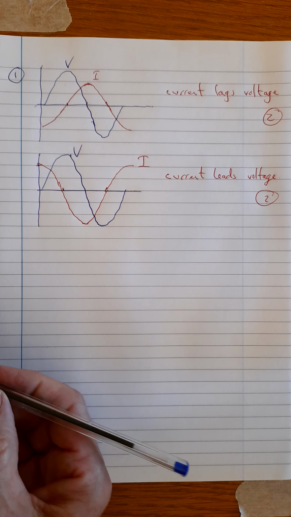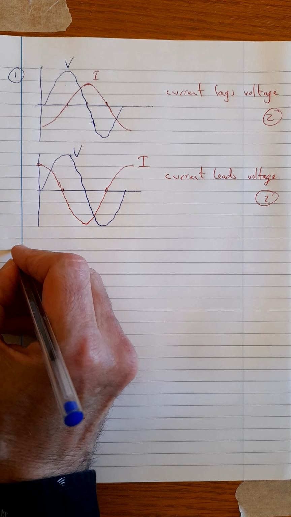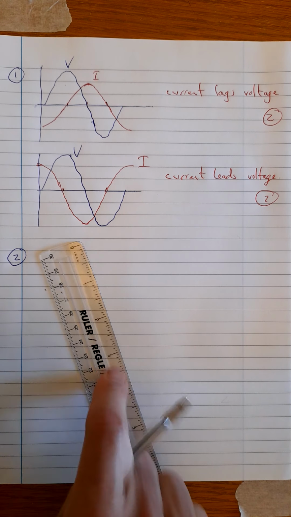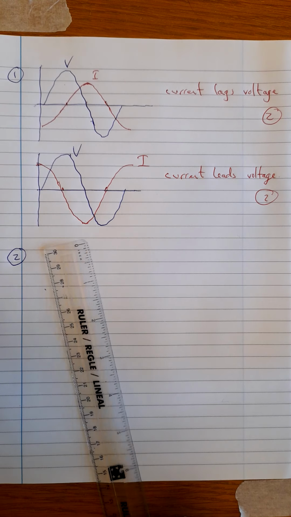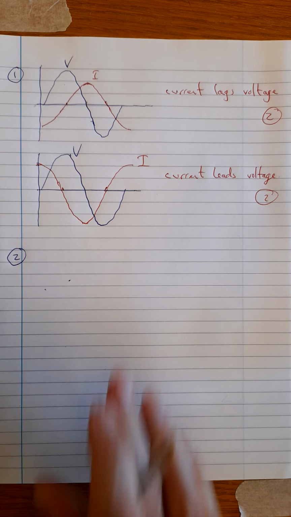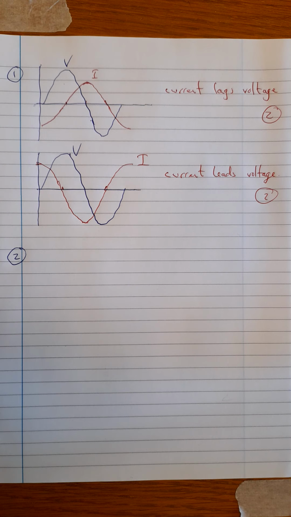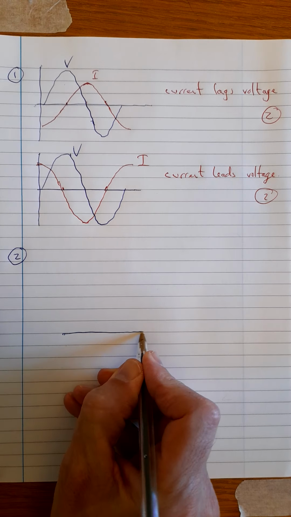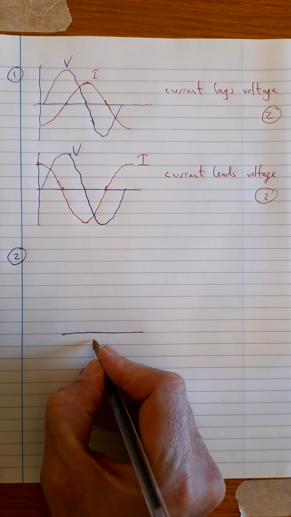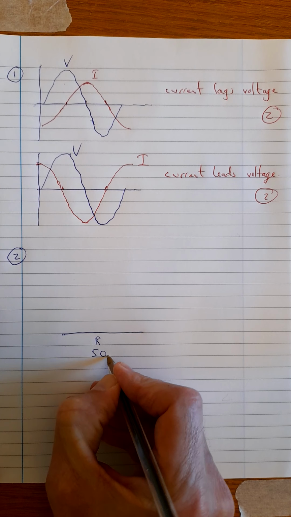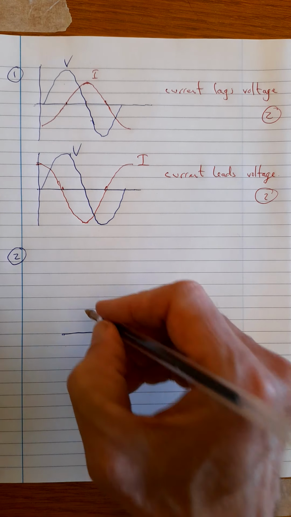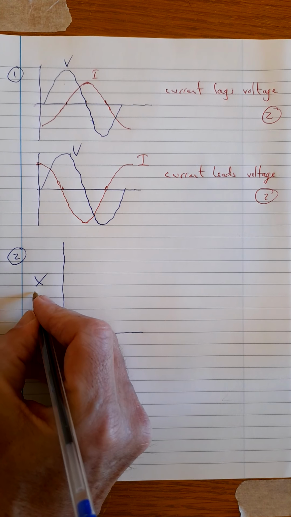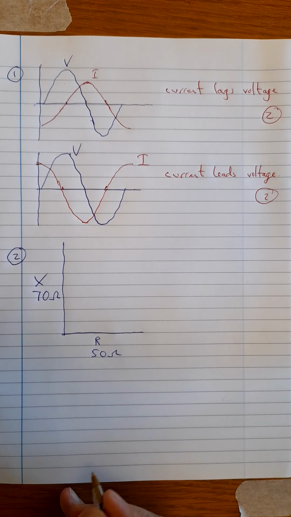So that was question 1. Question 2, you were given some very specific figures, and it says draw to scale. Use a ruler. Basically you're drawing the impedance triangle. I'm going to sketch it very quickly, but you do it with a ruler. So 50 for R, so perhaps 5 centimeters. So R is 50 ohms. And the reactance is, that's X, and that was 70 ohms.